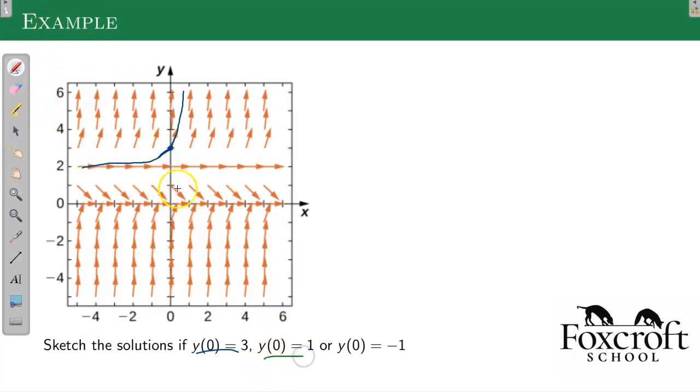What about (0, 1)? (0, 1) is here. Going to the right, this arrow is pointing me down to these flat ones, and I'm going to flatten out there. And going backwards, this arrow would point me this way, and then I hit all these flat ones, and it looks something like that. It shouldn't go back down, but that's kind of what happened as I was drawing it.